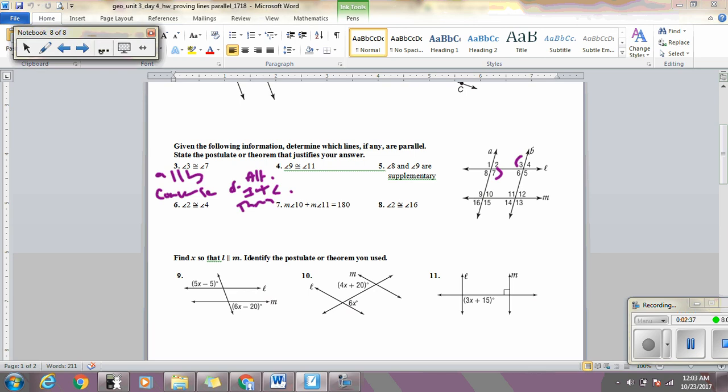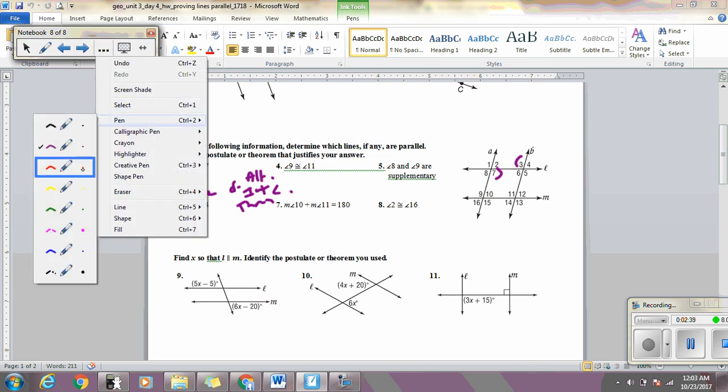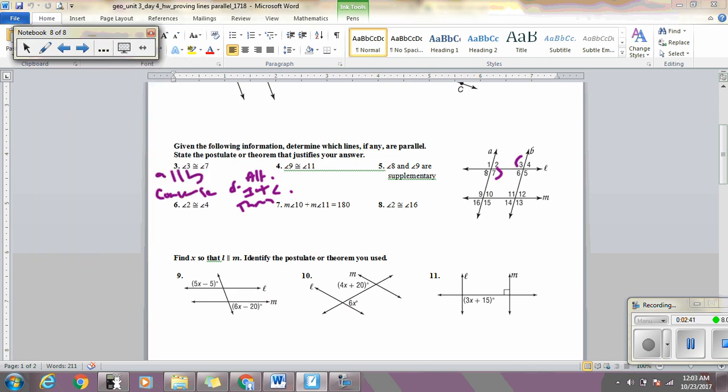Number 5, we're looking at 8 and 9. So that means the transversal is line A. So that means the parallel lines would be L and M. And those are consecutive interior angles. So it would be the converse of the consecutive interior angles theorem.